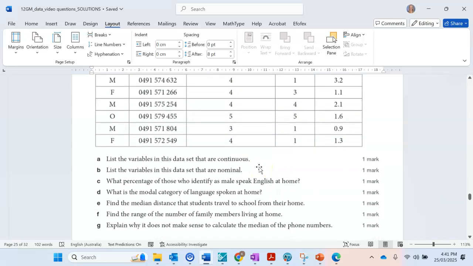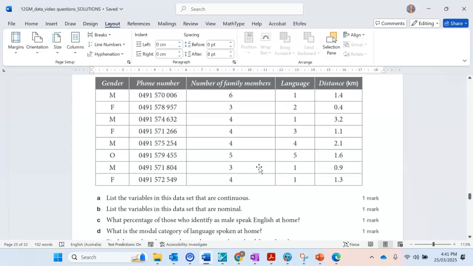All right, what percentage of those who identify as male speak English in the home? All right, so the percentage of those who are male who speak English.